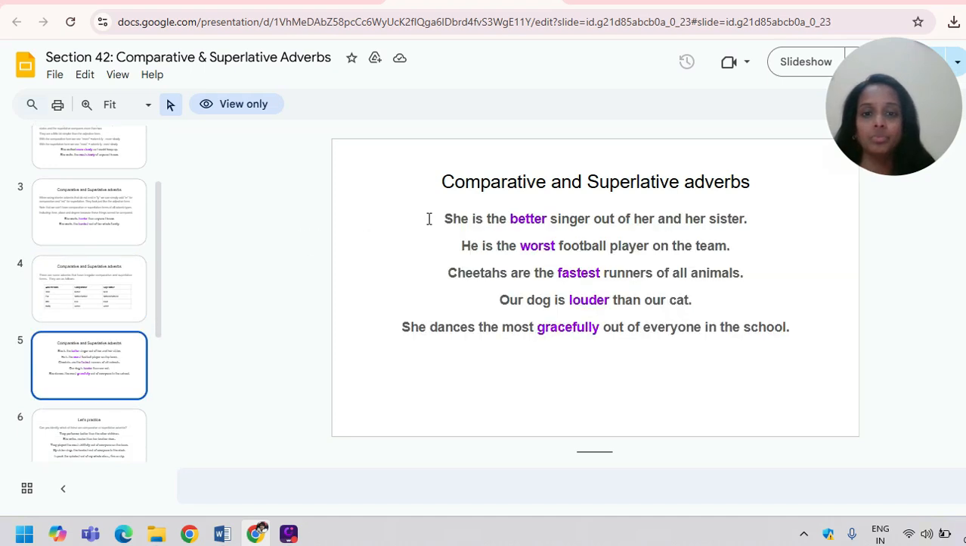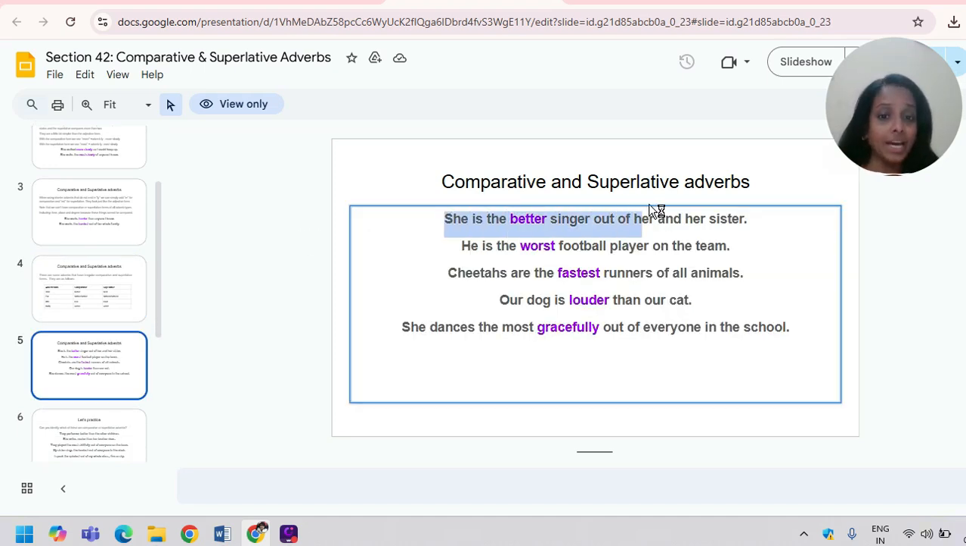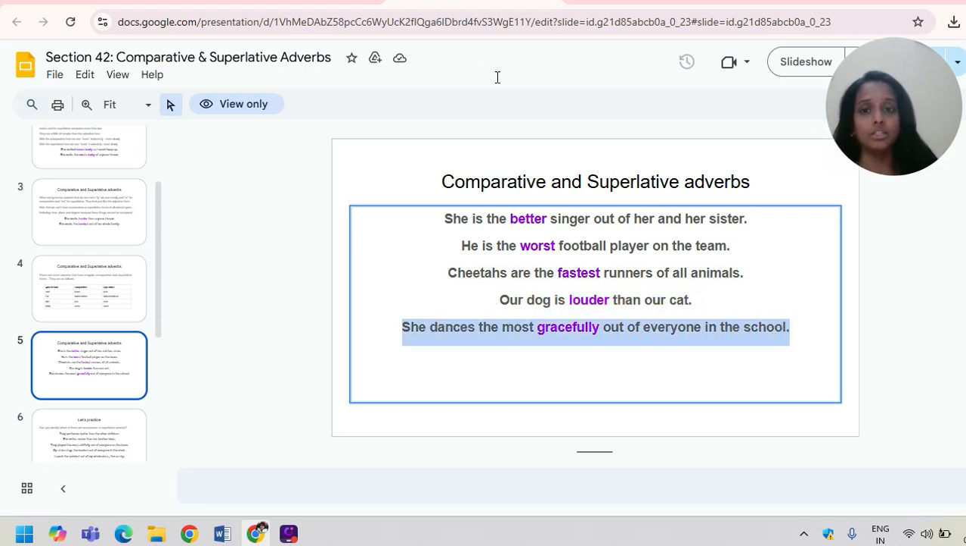Examples here. She is the better singer out of her and her sister. He is the worst football player on the team. Cheetahs are the fastest runners of all animals. Our dog is louder than our cat. She dances the most gracefully out of everyone in the school. So these are the comparative and superlative adverbs examples.